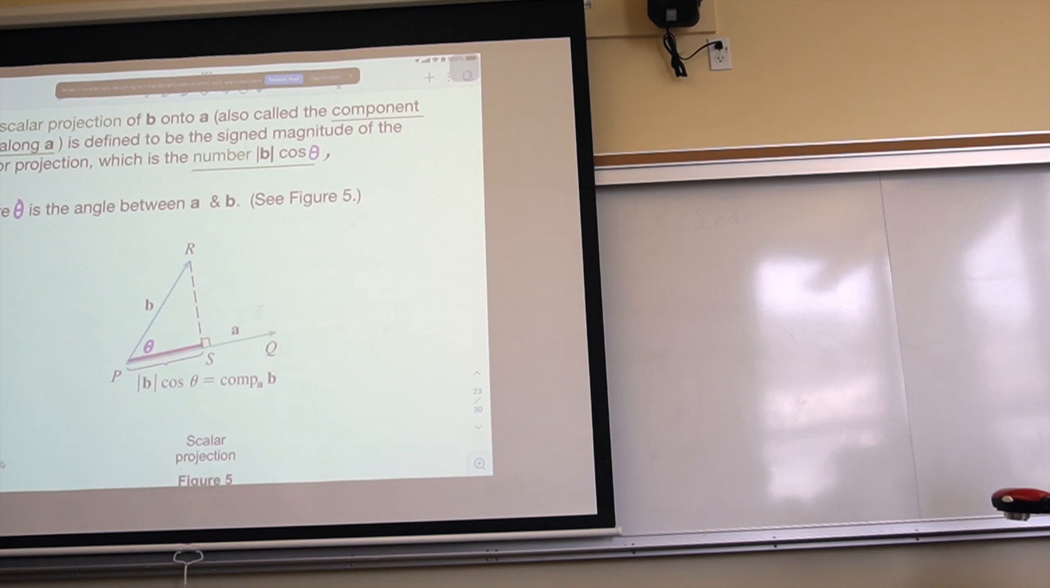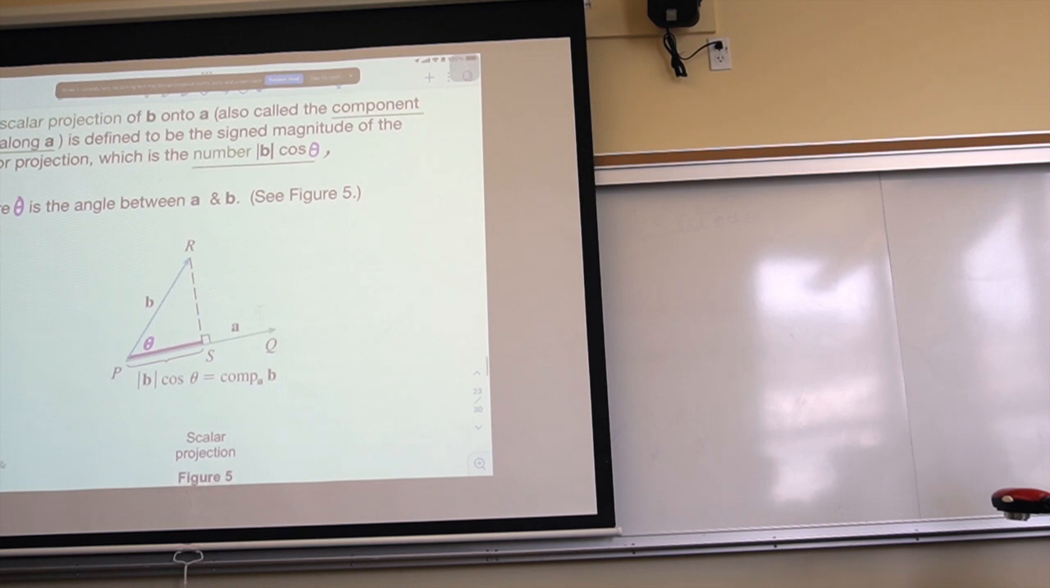And how is this one related to the vector projection? Well, this is the magnitude of the vector projection. This is how long it is. And then the vector projection will have the direction. So point this way, point that way.